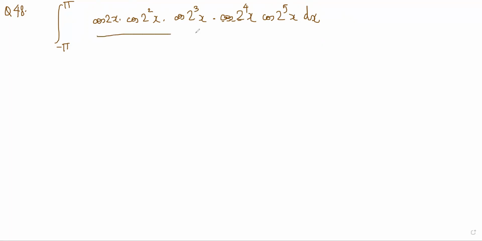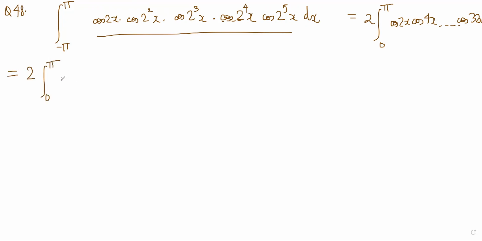Now it is minus pi to pi and cos is an even function. Therefore, this can be written as 2 times 0 to pi, the same expression. Cos 2x, cos 4x, and so on till cos of 32x, right? Now, this is my expression: 2, 0 to pi, cos 2x, cos 4x, cos 32x dx.